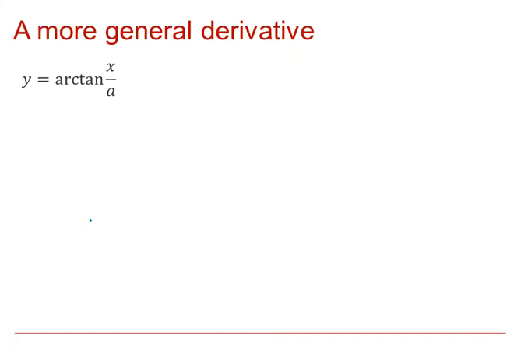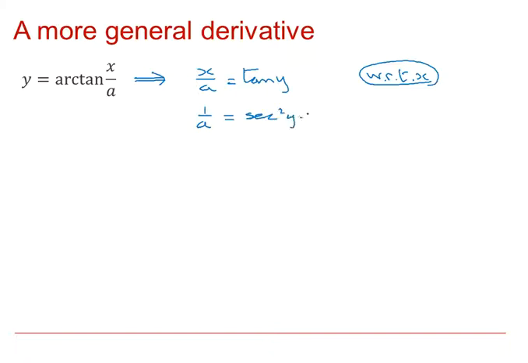So now we're going to look at the more general derivative of y equals arctan x over a, where a is a constant. And again, we're going to rewrite this as x over a equals the tan of y. So we go back to the trig function tangent, and we're going to differentiate both sides with respect to x. Differentiating x over a with respect to x gives 1 over a, and differentiating tan y with respect to x becomes sec squared y, and the derivative needs a dy by dx because of the implicit nature of this differentiation.